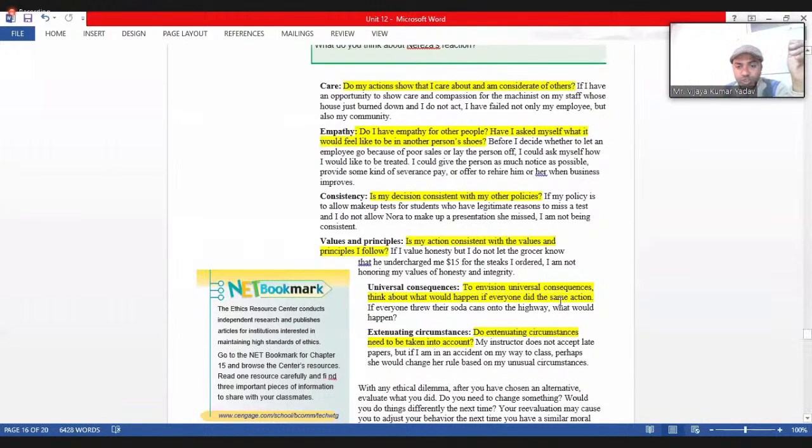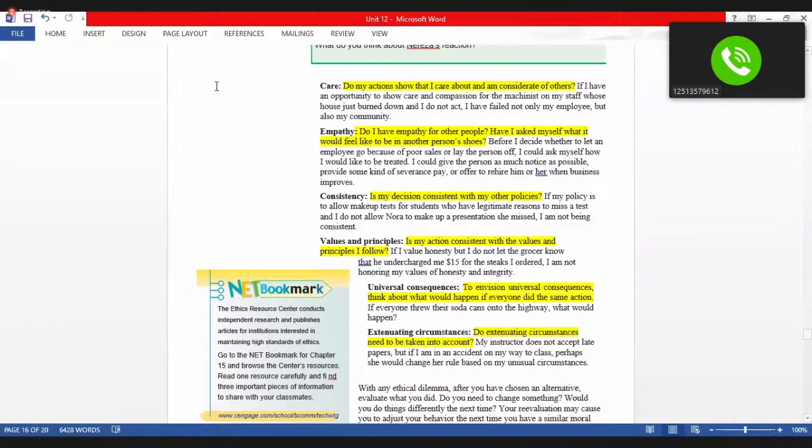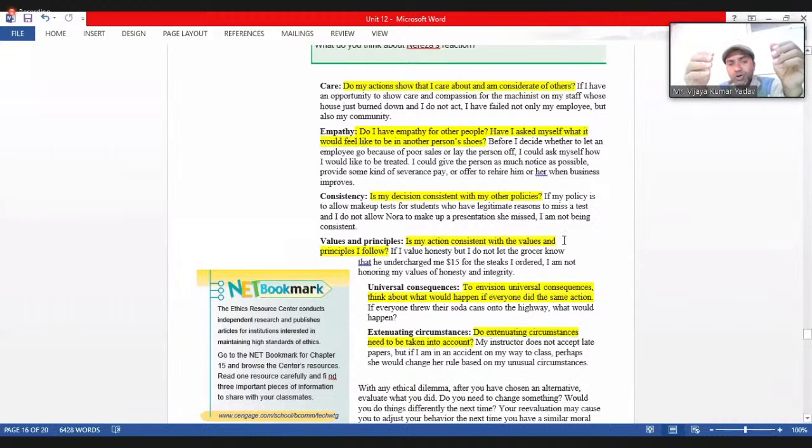Universal consequences: to envision universal consequences. What will happen if everyone does it? Whatever action you have taken, think of the universal result of that action. Do you think that other people will follow the same action? Then extenuating circumstances. Do extenuating circumstances need to be taken into account?